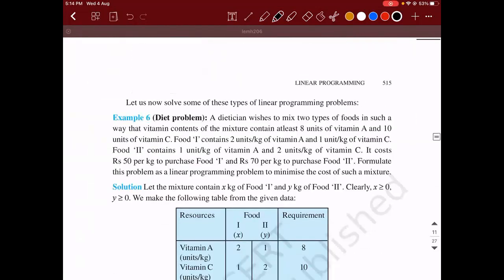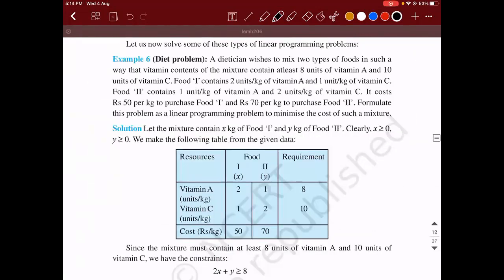Okay. So let's get started. The only thing is you will be given a statement unlike the previous exercise and you need to form those equations to solve the question. So first, shall we get started, guys? Okay. So there is a dietitian who wishes to mix two types of foods in such a way that the vitamin contents of the mixture contain at least 8 units of vitamin A and 10 units of vitamin C.